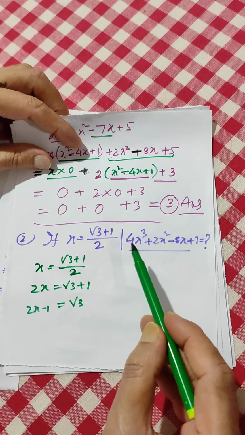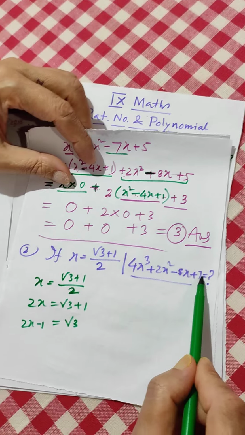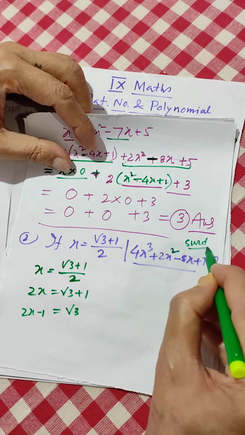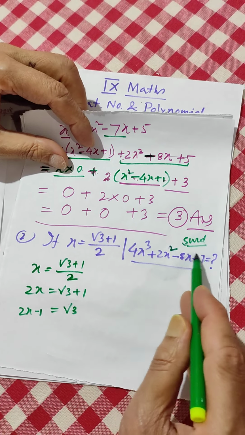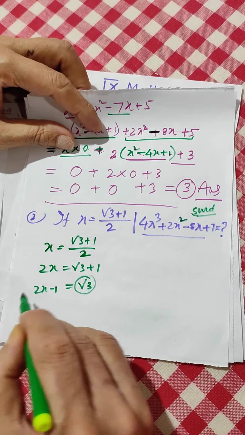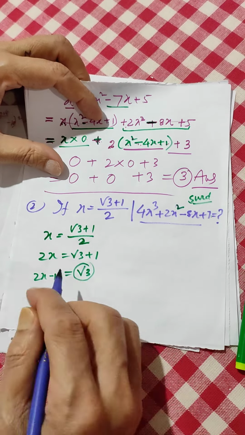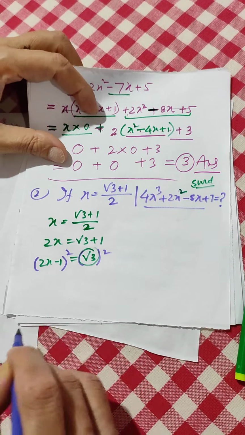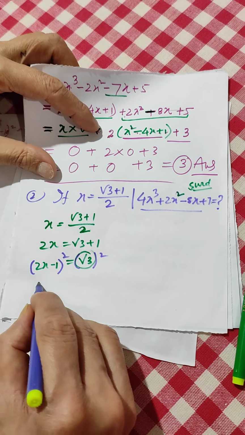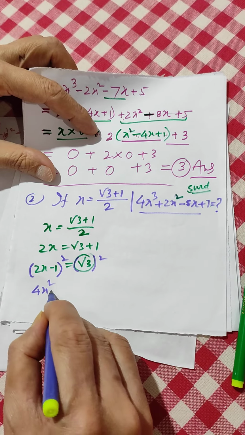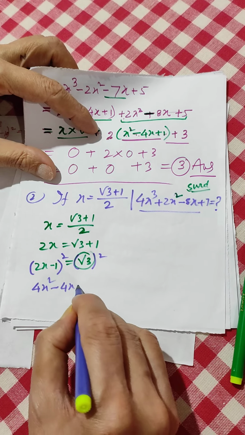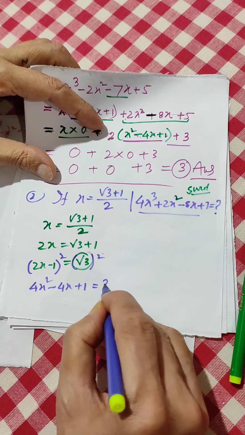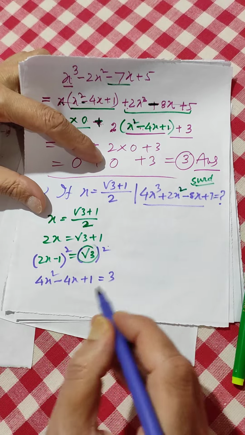Now again you see this expression whose value we have to find does not contain any surd. Surd means irrational number. So we must remove this surd. What do we do? We square both sides. Using the a minus b whole square formula, a square is 4x square, minus twice ab, minus 4x, plus b square, that is 1, equal to 3. So you see the surd is gone, the irrational number is gone.